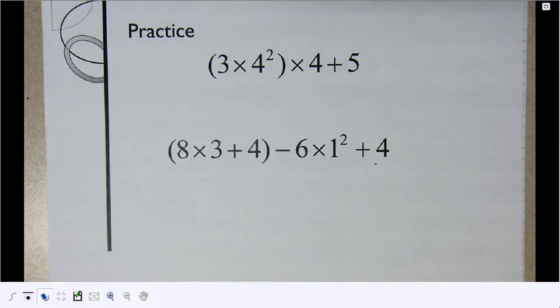Okay, your turn. Take a minute and work through these two expressions on the screen. See if you can figure out what the value of each of those is. Unpause the video when you're ready to see if your solutions are correct.